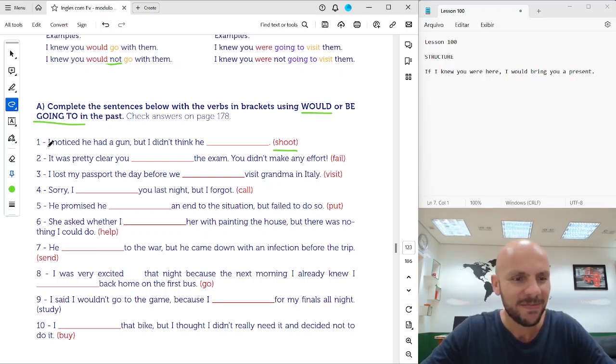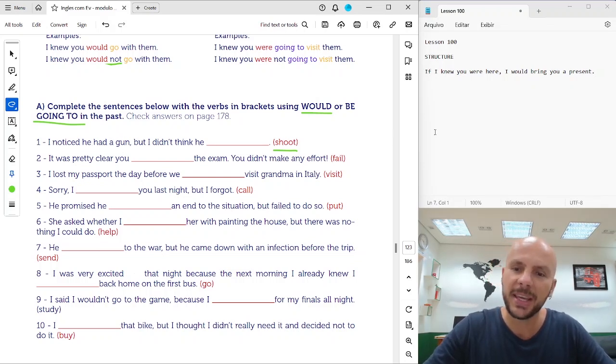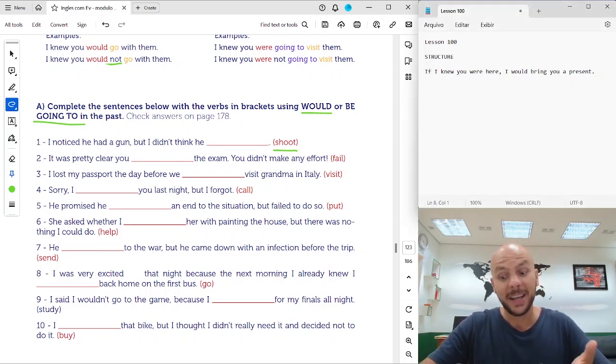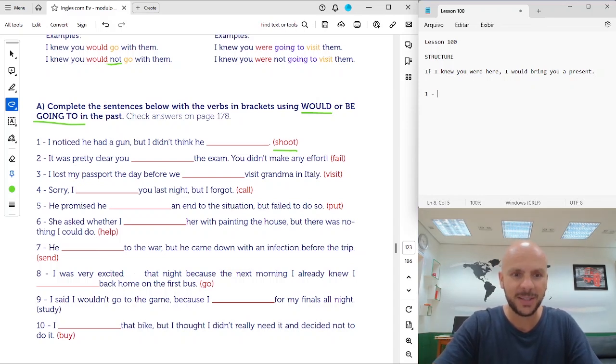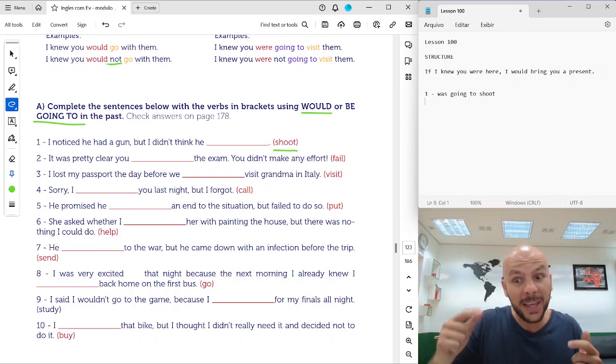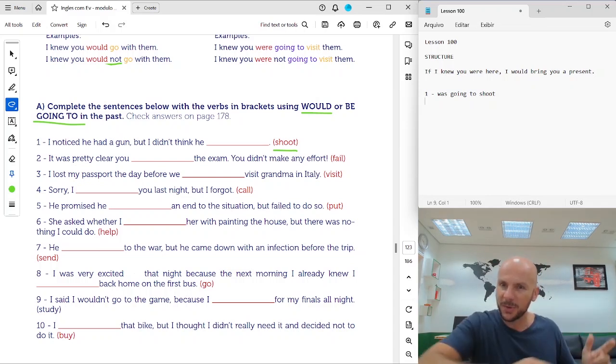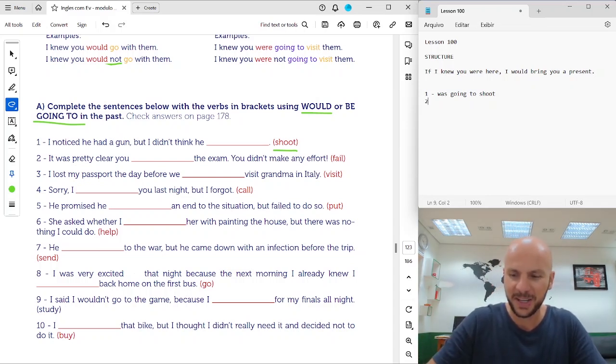1. I noticed he had a gun, but I didn't think he was going to shoot. He planned to shoot, right? He was going to shoot. I noticed he had a gun, but I didn't think he was going to shoot. I didn't think in the past he was going to shoot in the future, okay?